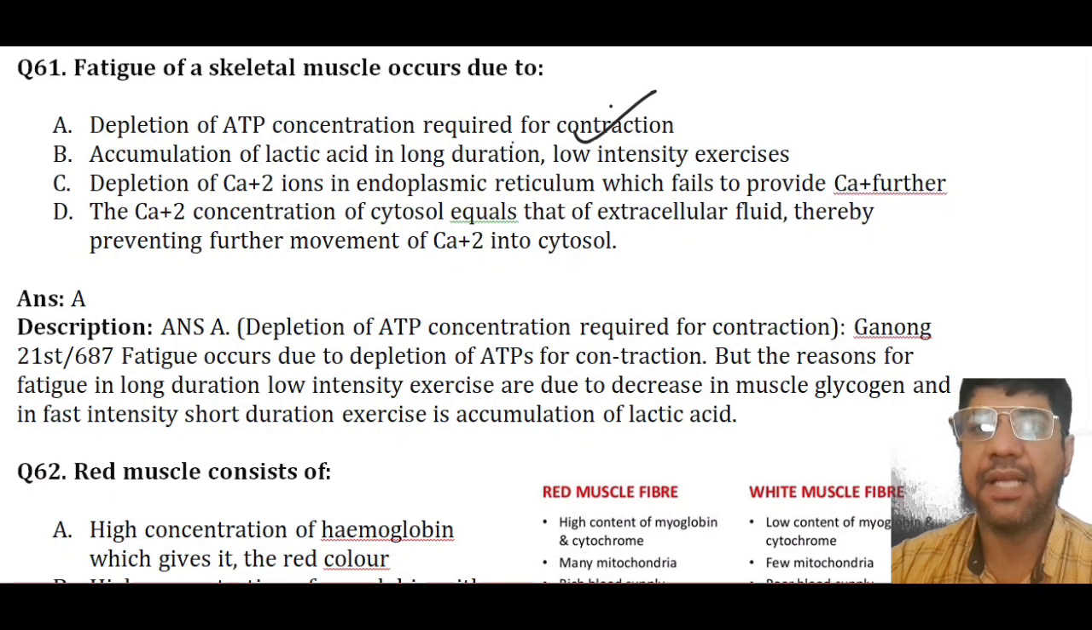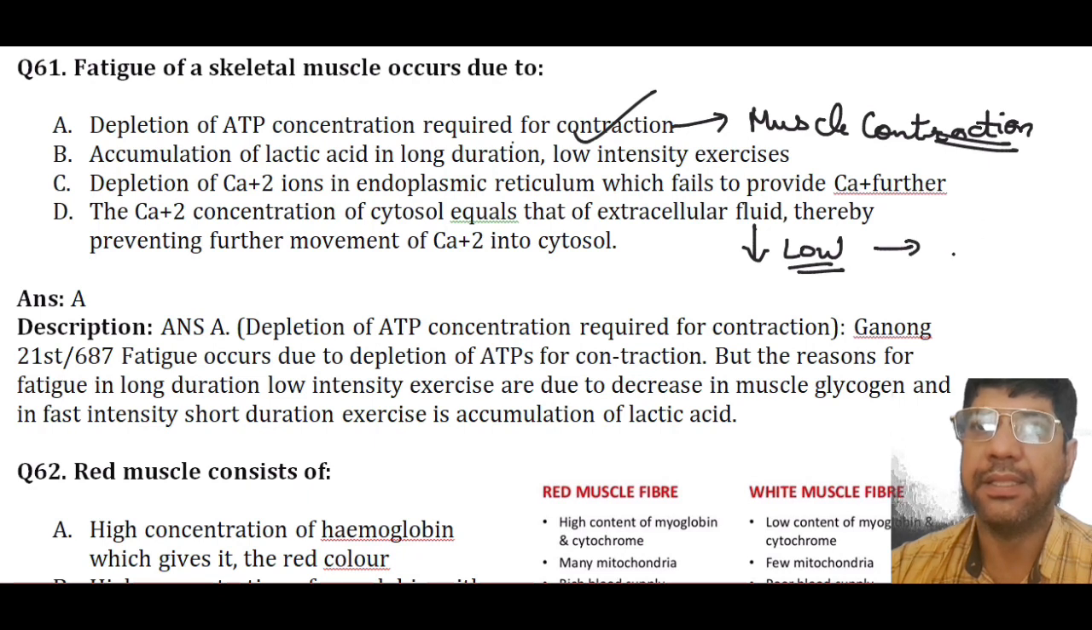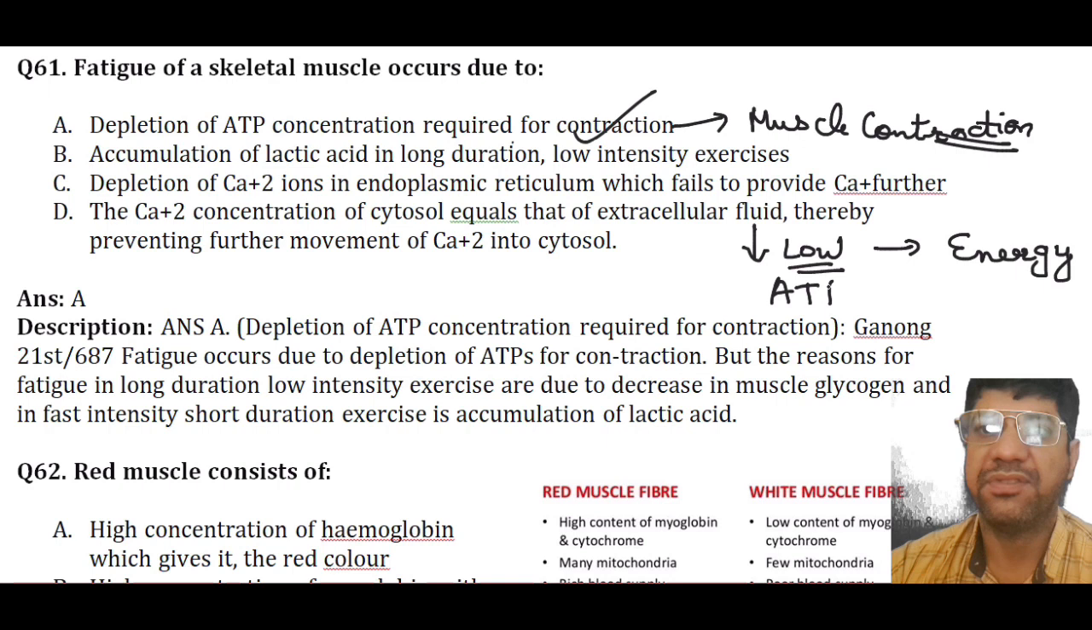So fatigue in the skeletal muscle occurs due to the depletion of the ATP that is necessary for muscle contraction. When the ATP becomes low, the muscle can no longer generate energy for sustained contraction, and that leads to muscle fatigue.